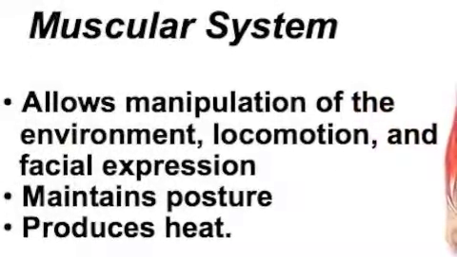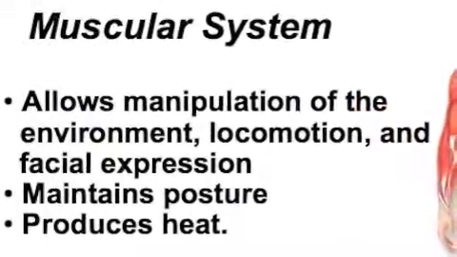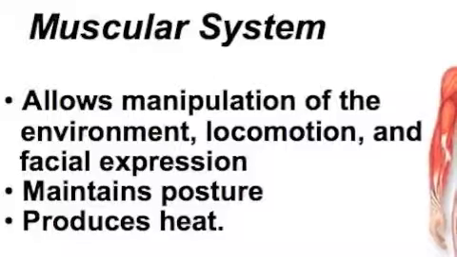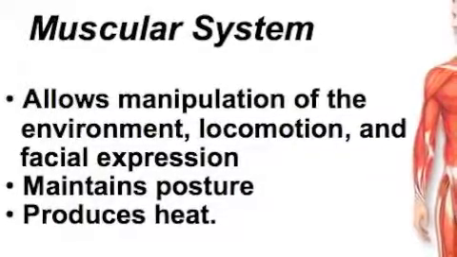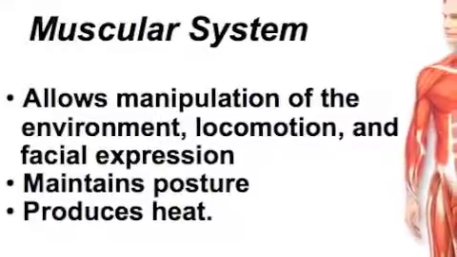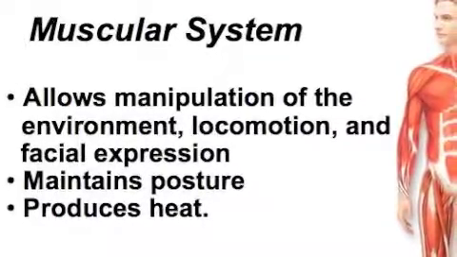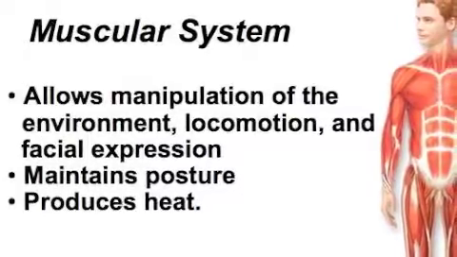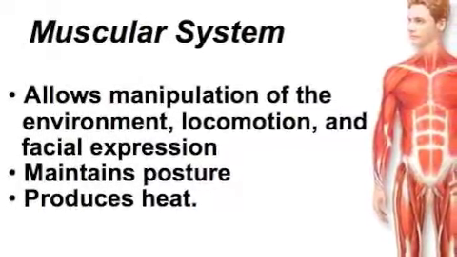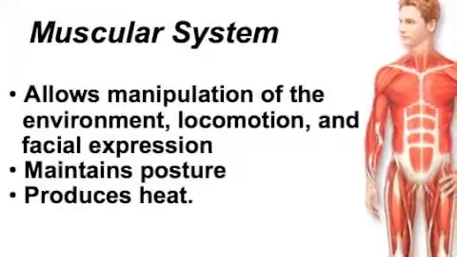Next on the list is the muscular system. It allows us to manipulate the environment, like muscles attached to fingers help us hold a pen. Muscles attached to bone also allow us to hold different postures or move around, and that we call locomotion.